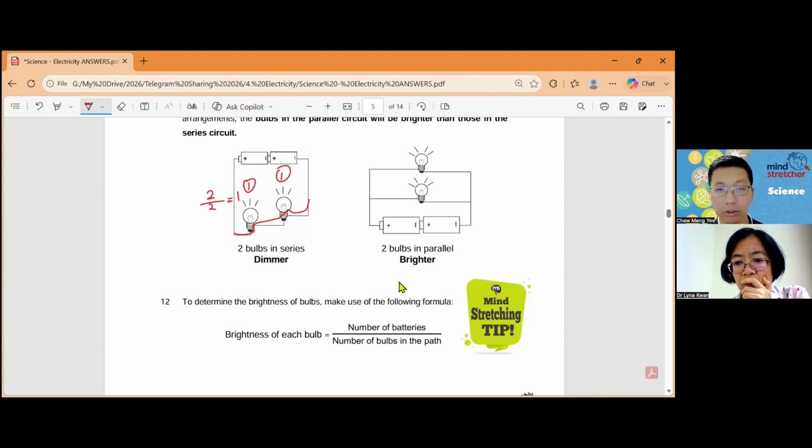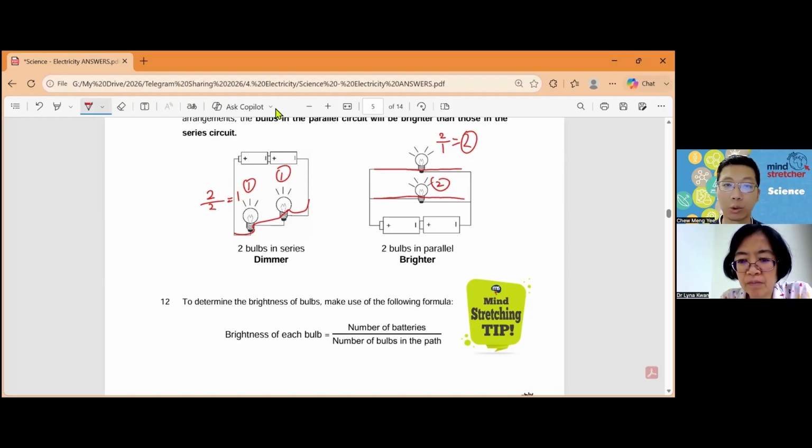If I go on to the next one, the parallel circuit, the number of batteries is still 2, but in this path there's only 1 light bulb, and in this path there's another light bulb. They are separate pathways. So the number of batteries is still 2, but there's only 1 bulb, so this is 2 units, and this is 2 units. So the light bulbs on the right are actually twice as bright as those on the left, if we use this formula for reference. So there is one easy way to determine your brightness.